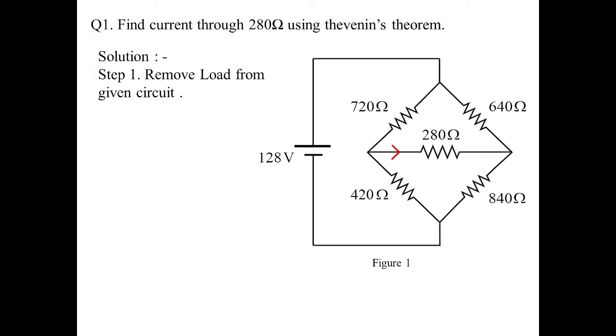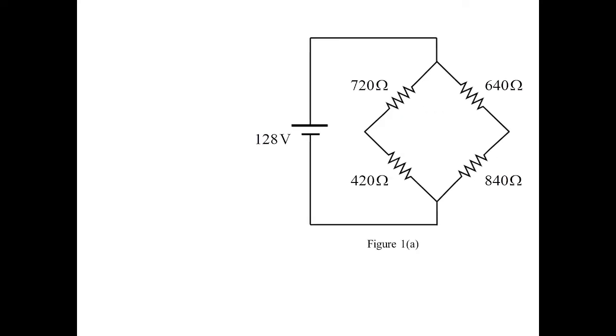As I told you, let us remove the load from the main circuit, that is the given network. So this is how the network looks. Figure 1 is changed to figure 1.a, where we have removed the load, that is the 280 ohms, from the main circuit, and these are the 2 points where we need to find Thevenin's voltage, or open circuit voltage, and then later on we are going to find Thevenin's resistance. So this is what we are going to find out for this particular problem.